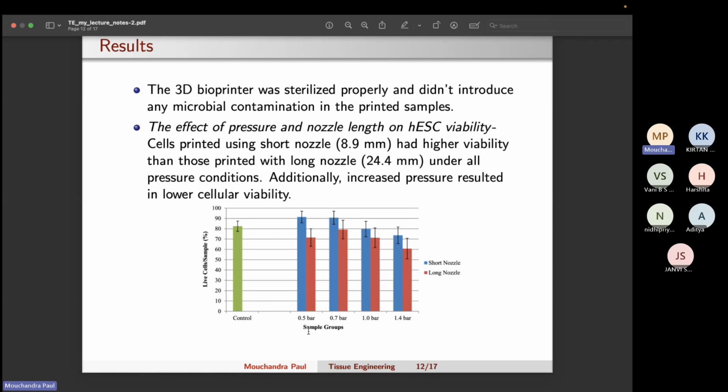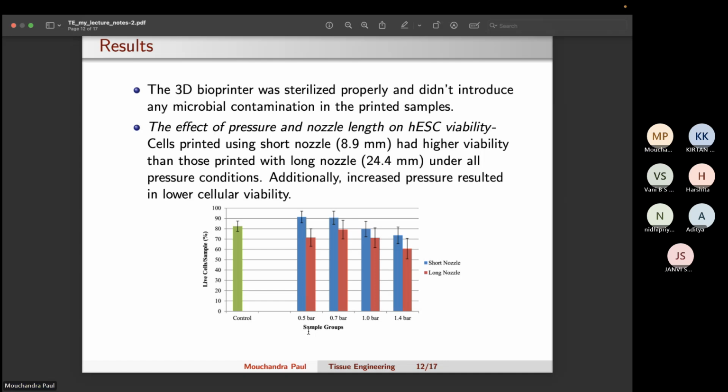Now, as I said, the machines are made in such a way that they don't introduce any contamination. All the systems are inbuilt in it. So only precautions have to be taken by the user to make sure everything is sterile.